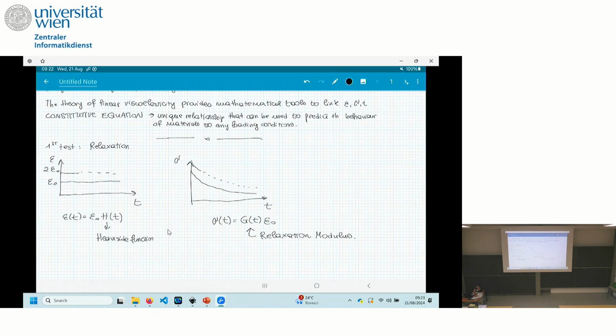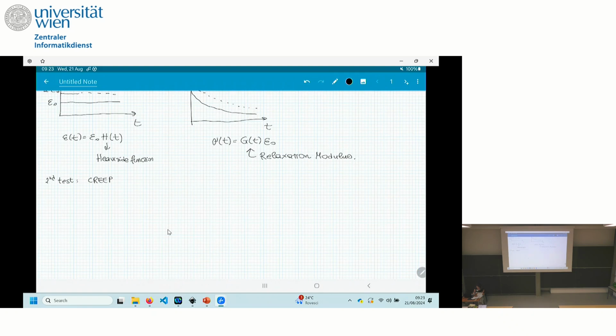The second test that you've seen is that of the creep. So what do we keep constant in the creep? The stress. So we keep the stress constant. And what's going to happen to the strain? Is it going to increase or decrease? Increase. So it's going to flow. And again, also because we are limiting ourselves to the linear materials, if we double the stress, also the response is going to double.